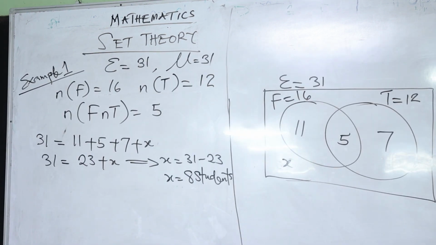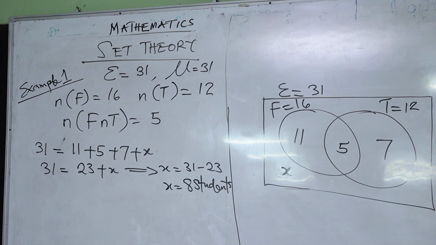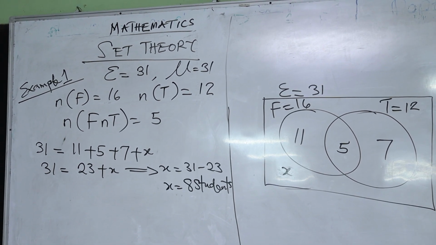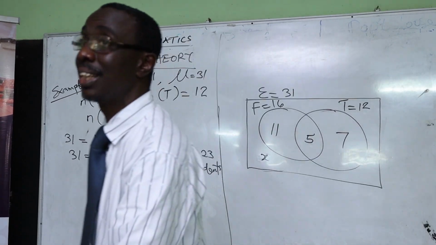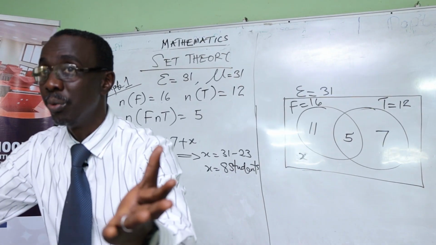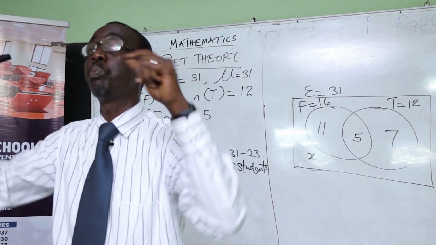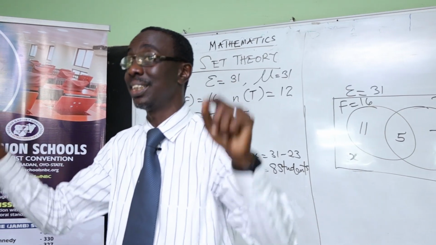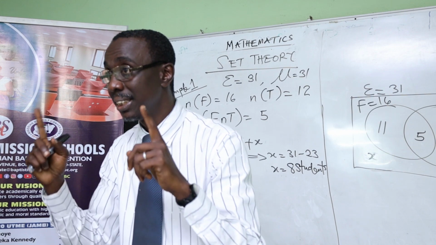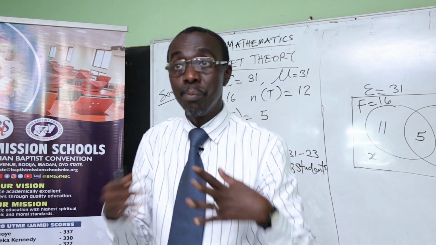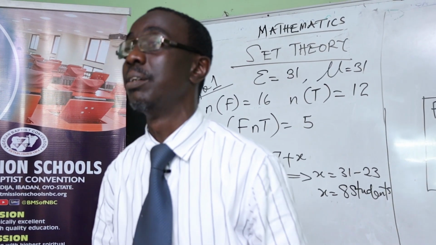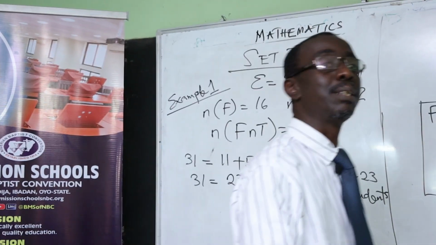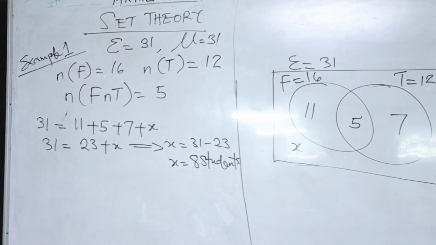Can I now answer the question? They said we want to find those people that play at least one of the games. What does at least mean? At least means that the minimum you are considering is the students that play only one game. Minimum of one game. But you can consider anything above. But it must not be less than 1.